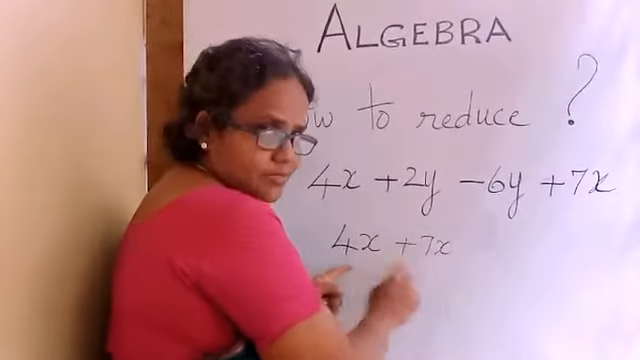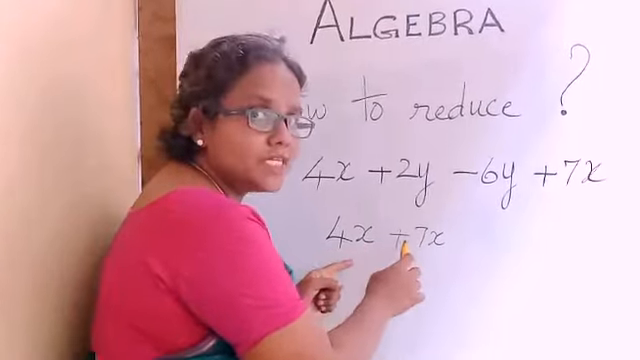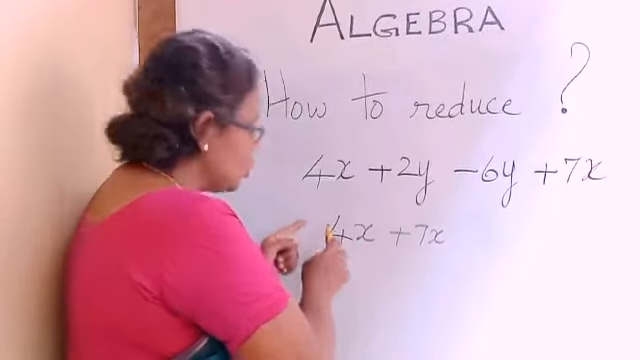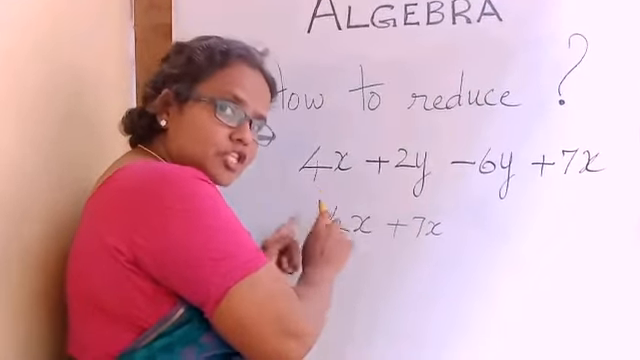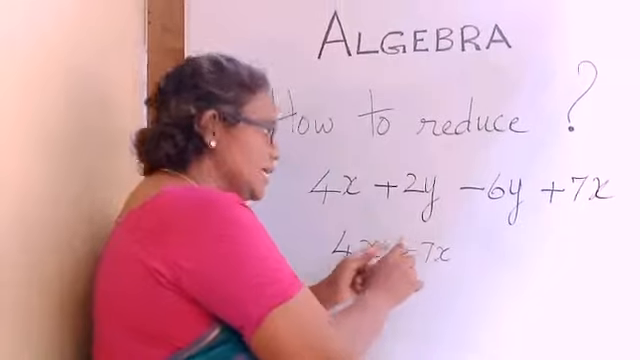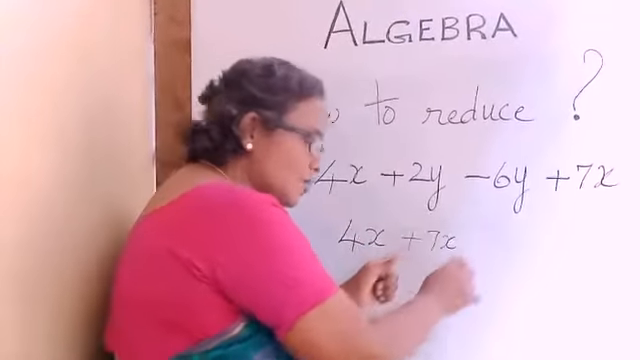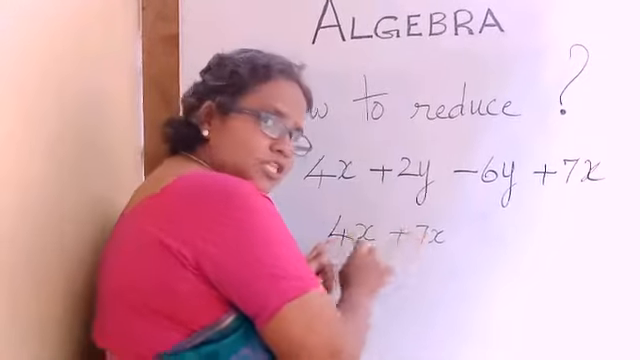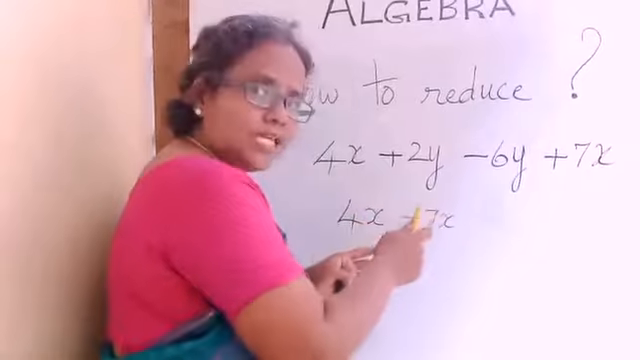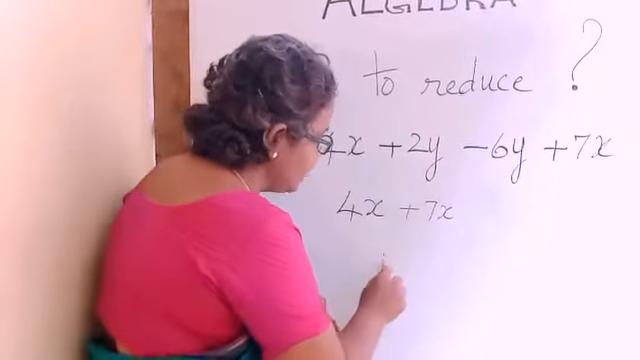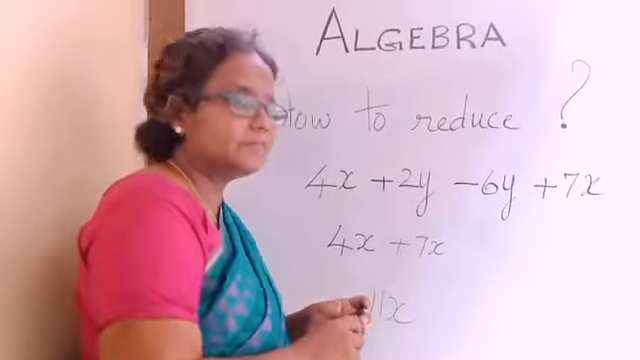Look at these two terms. These two terms are called positive terms. 4x, though it does not have a positive sign in front, it is called a positive term. 7x, it has a sign in front, it is a positive sign, and therefore this is a positive term. So two positive terms will join together. So when they join together, what will be the result? The result will be 11x.